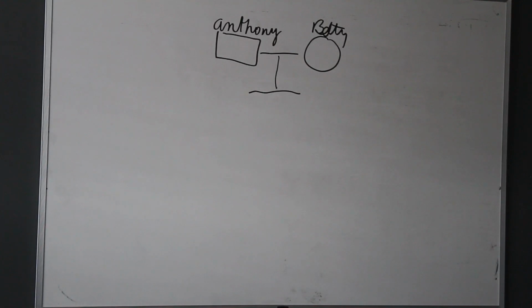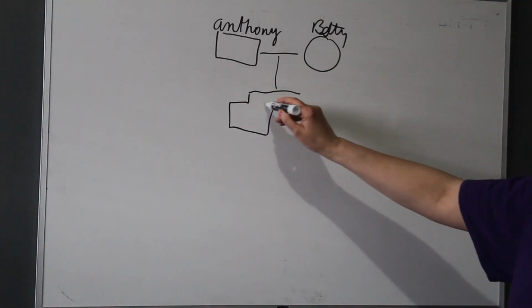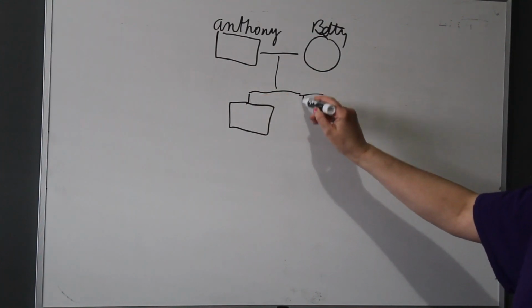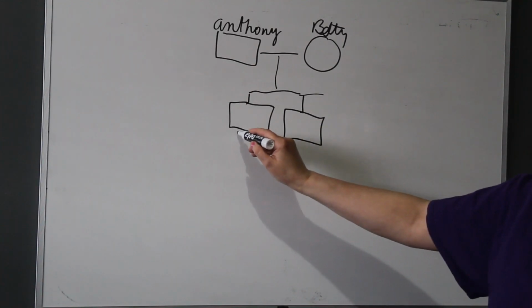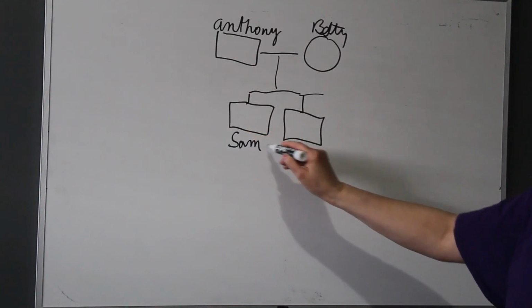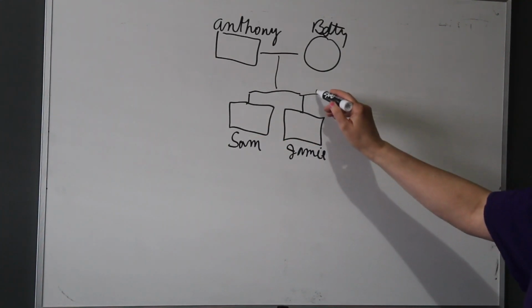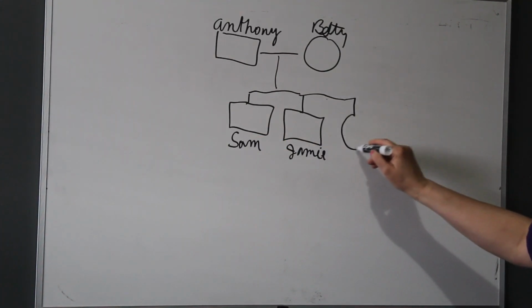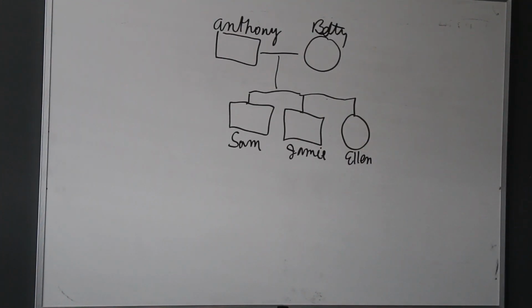So they had, first of all, it says 2 boys. So that's 2 squares. Their names are Sam and Jamie. And then it says they had a daughter, and her name is Ellen. Then the story talks about, hopefully you've already kind of read it because I'm just going through it quickly.